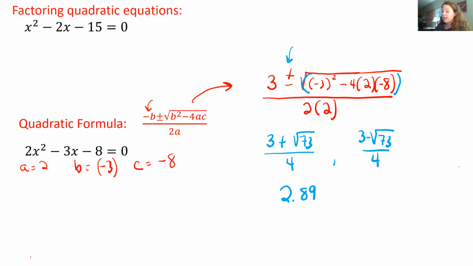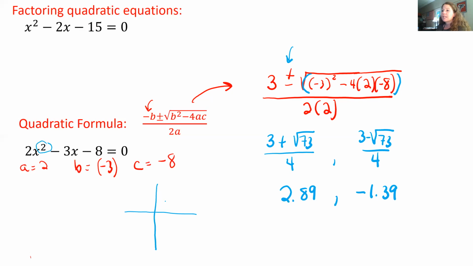And I use the double arrow buttons. And now my second answer is negative 1.386. So negative 1.39. So those are the two x-intercepts when y is equal to 0. So this is still a positive parabola. So on a graph, it's going to be a happy parabola.